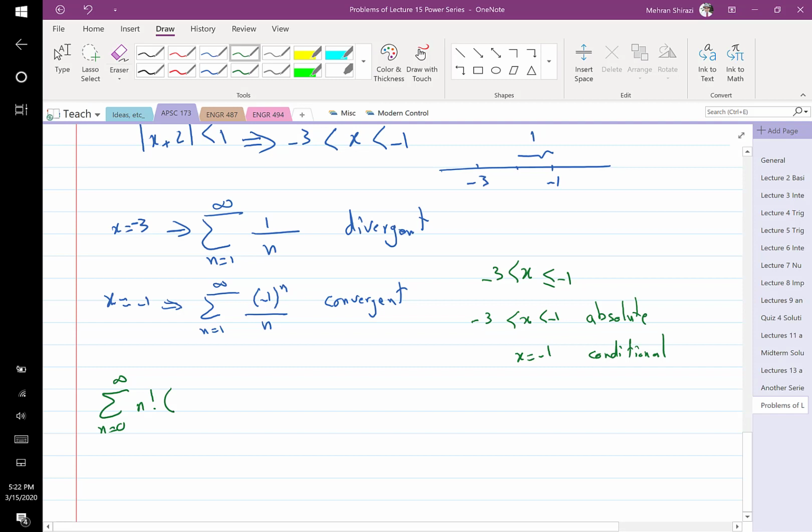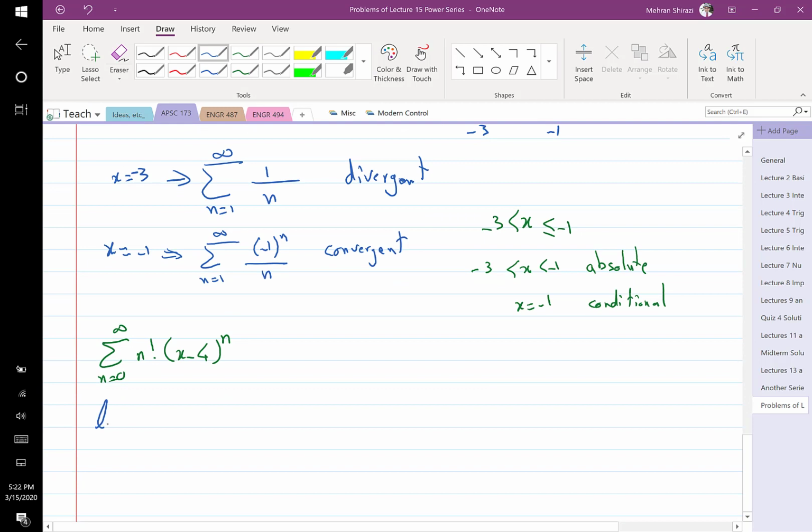n factorial times (x minus 4) to the power of n. I repeat, it's n factorial times (x minus 4) to the power of n. So let's see what we should do. We do again the ratio test. Here I write the ratio test again.